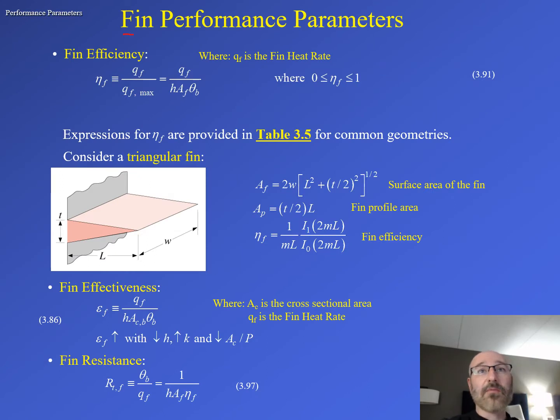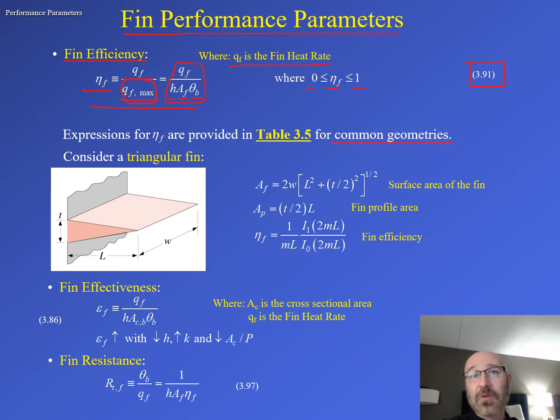So now we're going to take a look at our fin performance parameters here. In particular, we want to take a look at our fin efficiency, where our eta sub f for our fin efficiency is equal to the ratio of Q sub f, where Q sub f is the fin heat rate, divided by our max fin heat rate. When we plug in for our max fin heat rate relationship here, h times A sub f, the area of the fin, times our theta sub b, which we've defined in the previous slide. This is our relationship that we can plug in to find our eta sub f for the fin efficiency, where the fin efficiency is going to be between 0 and 1. This equation relates back to equation 3.91 in our textbook.